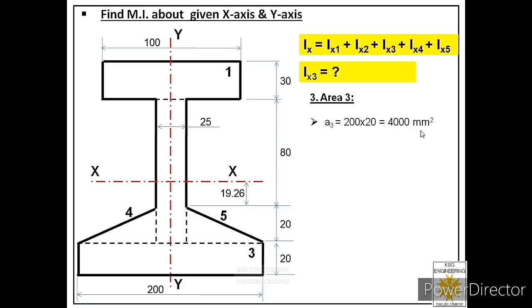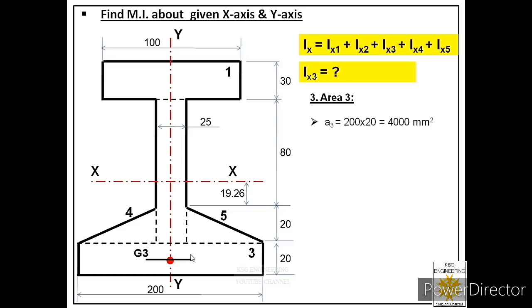Now after this we have to locate the centroid of area 3, and it is a rectangular area. It means its centroid will lie at L by 2 and B by 2. L by 2 means from this side it will be at 100, that means on this axis of symmetry, and B by 2 means from the base it will be at 10. So this distance is 100 and this is 10. Let us call that G3. And the next step is, on that centroid we will draw a horizontal center line which will be parallel to the main axis.